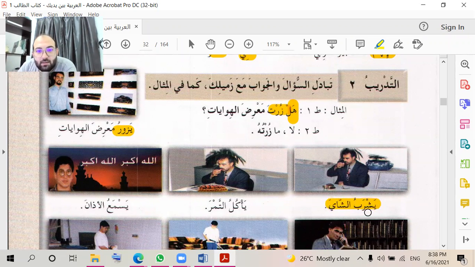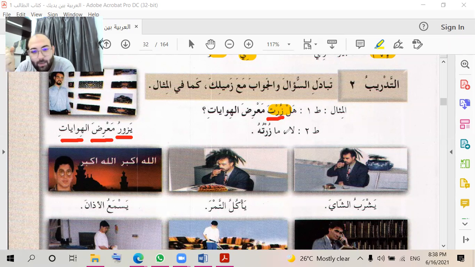Tak faham lah Ustaz. I don't understand. Okay, this is past tense. I know we didn't take it yet, but I want to introduce it to you. Here we have the verb in present: يزور معرض الهوايات. The past tense of يزور is زرت, or زار. Oh, wait, I'm mistaken.